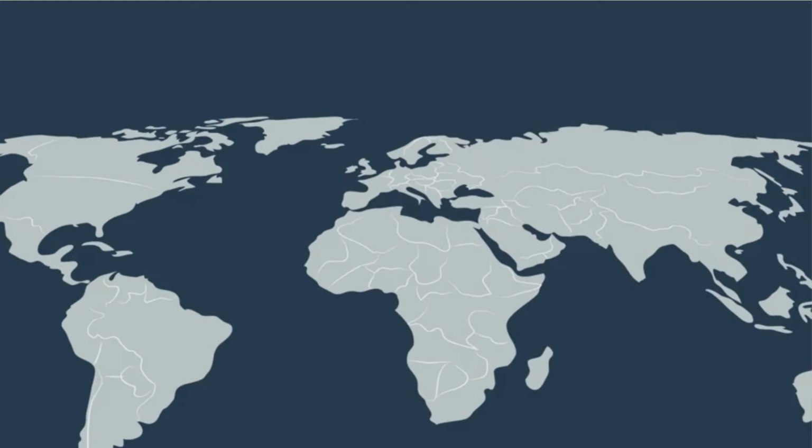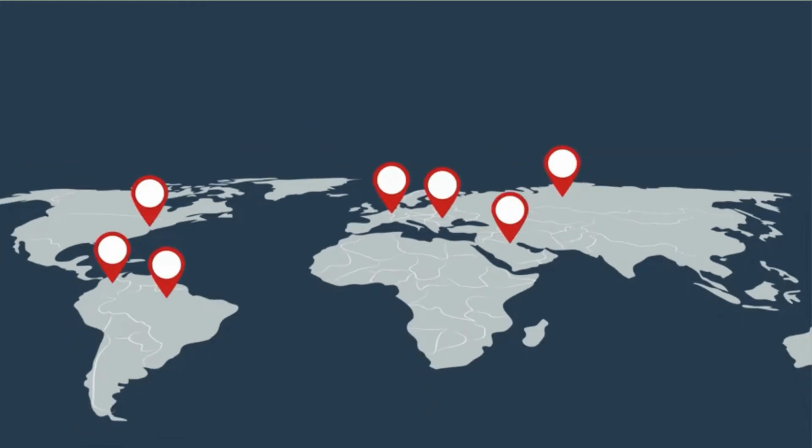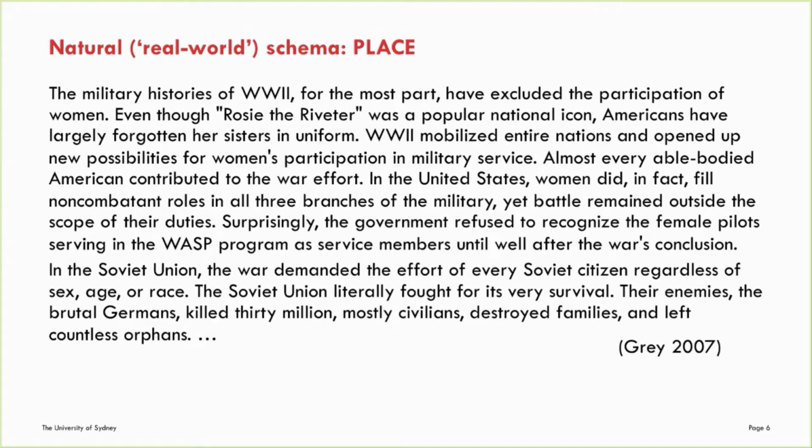Let's take a look at how this schema can be used to organize texts, starting with place. This paragraph is from a literature review about women's participation in World War II. Hit the space bar to pause the video. Here, the writer is comparing and contrasting women in two different places: the United States and the Soviet Union. This is the overarching principle in this paragraph.